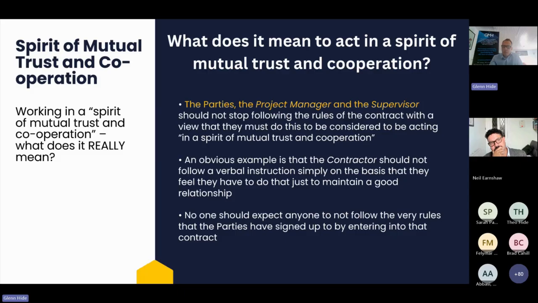So no one should expect anyone not to follow the very rules that the parties have signed up to by entering into that contract, just on the loose guise of a spirit of trust and cooperation when I want you to do something that's not in accordance with the contract. So that's the easiest way you can sum that up. It's still first and foremost following the contract. It's not about just slipping into that when all else fails. We'll just latch on to the spirit of trust and cooperation and hope you're going to do something because of that. I don't know if that's enough to sum up, Neil.